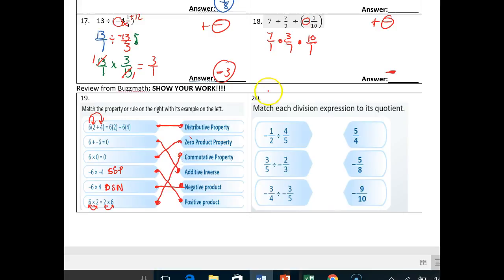Right? Number 20, you're going to want to make sure that you flip these guys before you try and multiply and match up. So make sure you flip and then multiply straight across to match them up with their correct product. Good luck. Call me if you have questions this weekend.